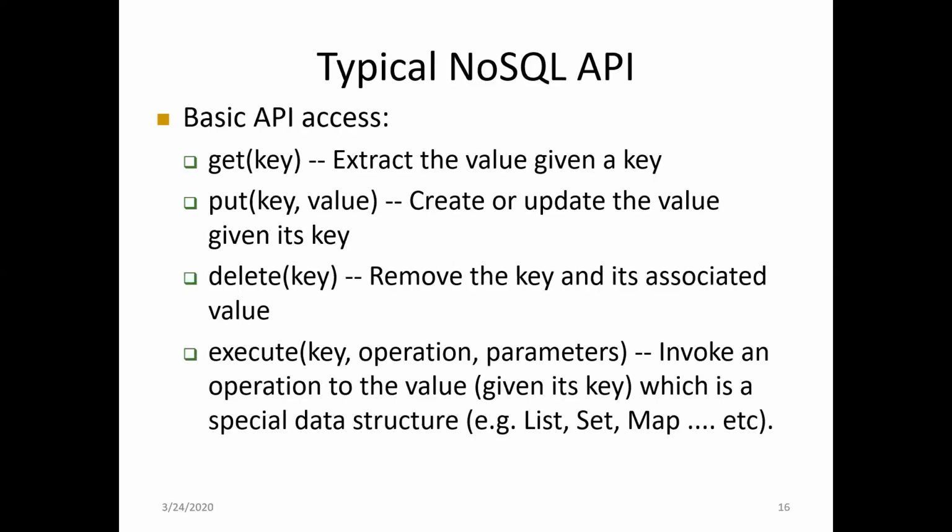So typically, the basic NoSQL APIs are get(key) and put(key, value). These are similar to an insert SQL query, delete a particular key, and execute a key operation with certain parameters. These are some of the basic APIs provided with NoSQL.